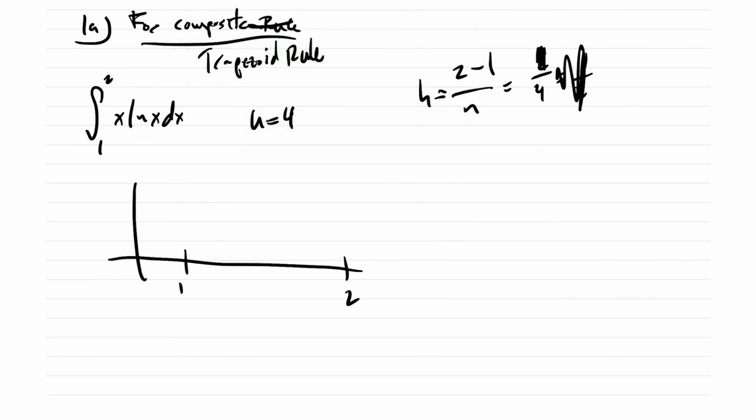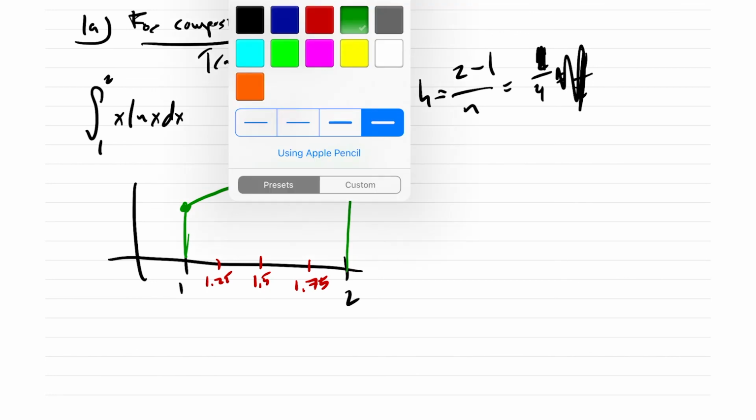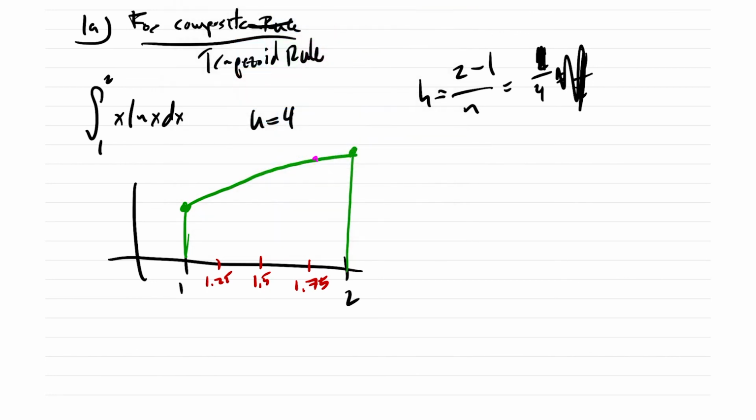So basically, this is 1.5, this is 1.25, this is 1.75, right? And x ln x stays pretty straight. And so that's what we're going to get. If you want to do the trapezoid rule for this, you're going to use these points here, and that's what you get.